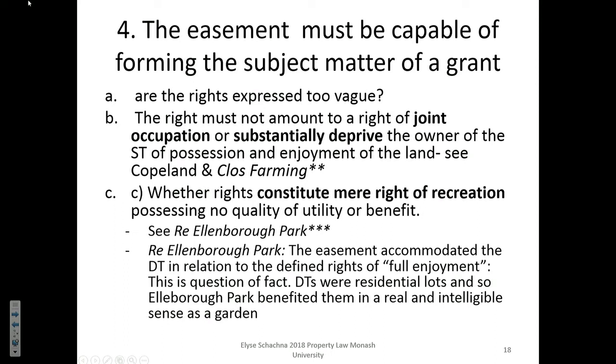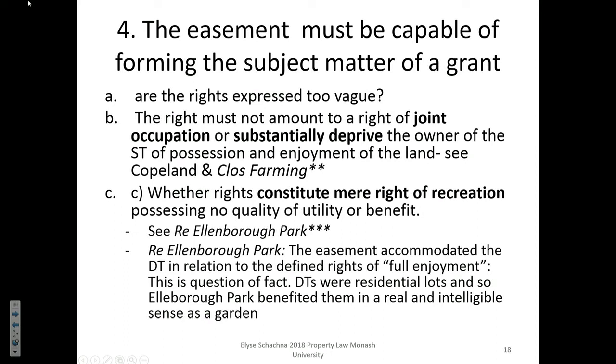You can see here I've put asterisks next to some of the cases. That's because I've got slides which follow, which are referenced by those asterisks. So we'll go through them. The first thing we need to ask ourselves when it comes to the easement being capable of forming the subject matter of the grant is, are the rights expressed too vague, or are they too wide? Because if they're too wide or vague, they're not going to form the subject matter of the grant. We need to identify what the easement in question is.